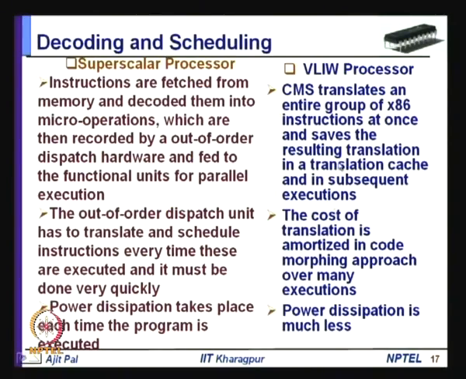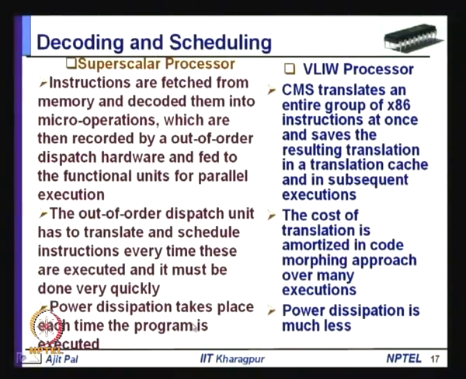Now, here is a comparison between superscalar and VLIW processors. You can see what happens in case of superscalar architecture. Instructions are fetched from memory and decoded into micro operations, which are then reordered by an out of order dispatch hardware and fed to the functional units for parallel execution. The out of order dispatch unit has to translate and schedule instructions every time these are executed, and it must be done very quickly.